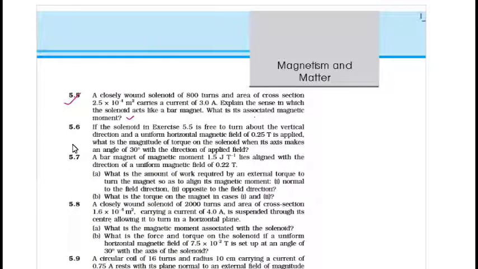Let us see question number 5.6. If the solenoid in exercise 5.5 is free to turn about the vertical direction and a uniform horizontal magnetic field of 0.25 Tesla is applied, what is the magnitude of the torque on the solenoid when its axis makes an angle of 30 degrees with the direction of the applied field? Let us see the solution.